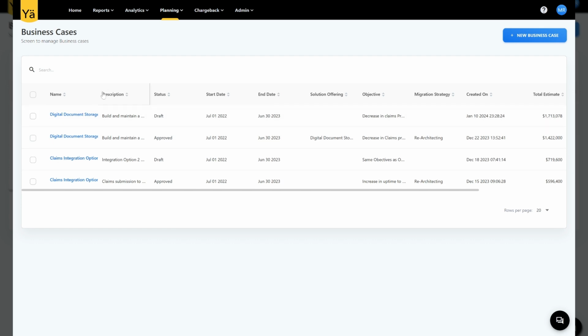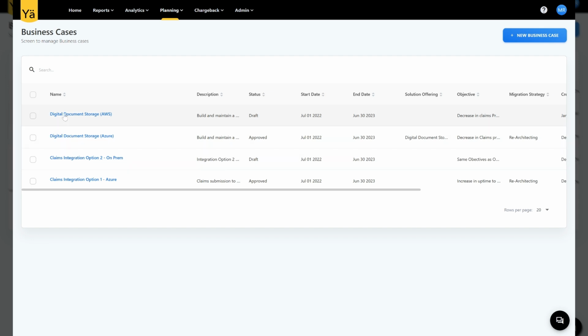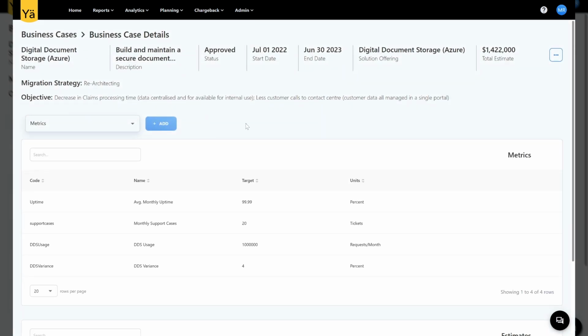new workloads. So in this case, we have created two variants of that business case. We've got the digital document storage that we can create on AWS, or we have one that we can create in Azure. Let's just look into the Azure one quickly. So from a business value perspective, we're not only looking at spend, but we're also looking at understanding why we're doing this and what our assumptions around it are.